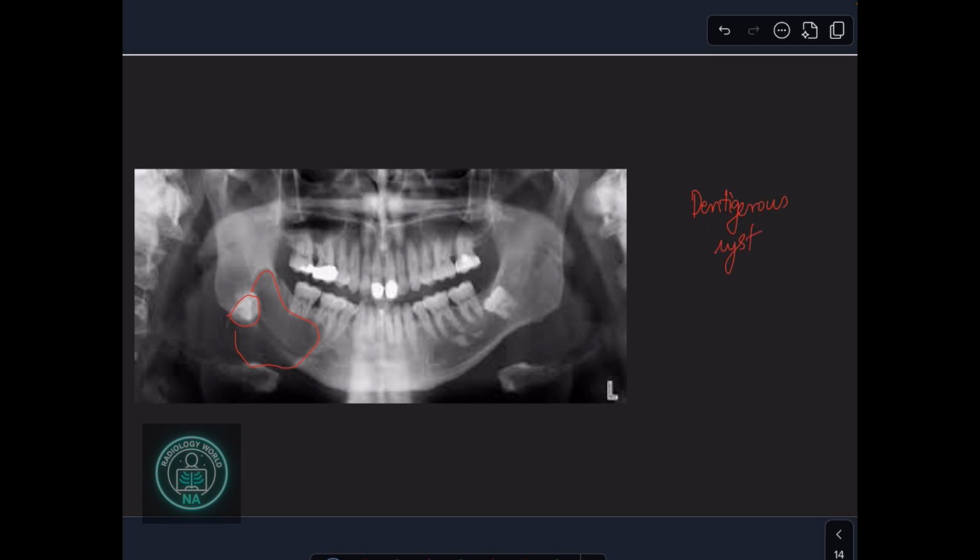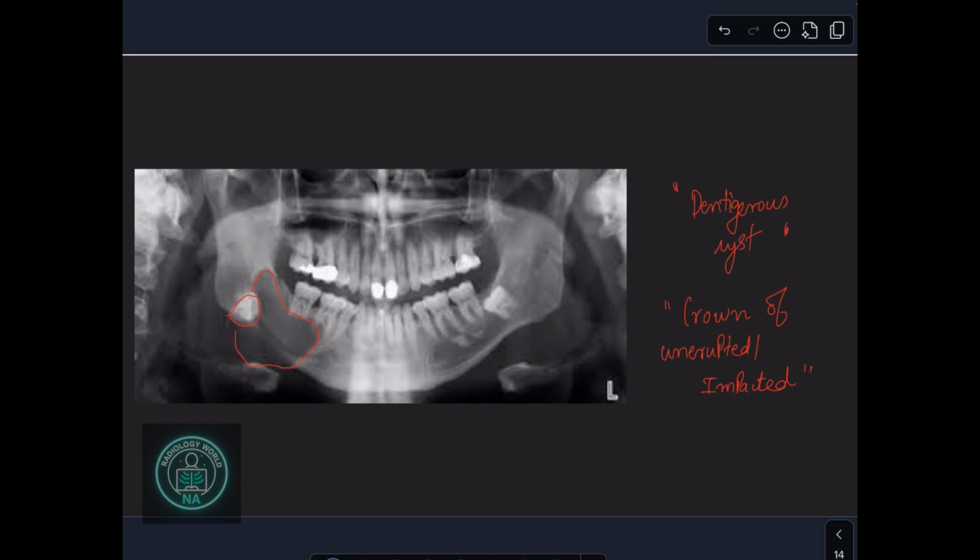These dentigerous cysts are basically follicular cysts which are slow growing, benign and non-inflammatory odontogenic cysts which are developmental in origin. They are usually seen surrounding the crown of an unerupted tooth or an impacted tooth, and commonly seen in the mandible region. These are the second most common odontogenic cysts. What are the most common odontogenic cysts? They are the periapical cysts.